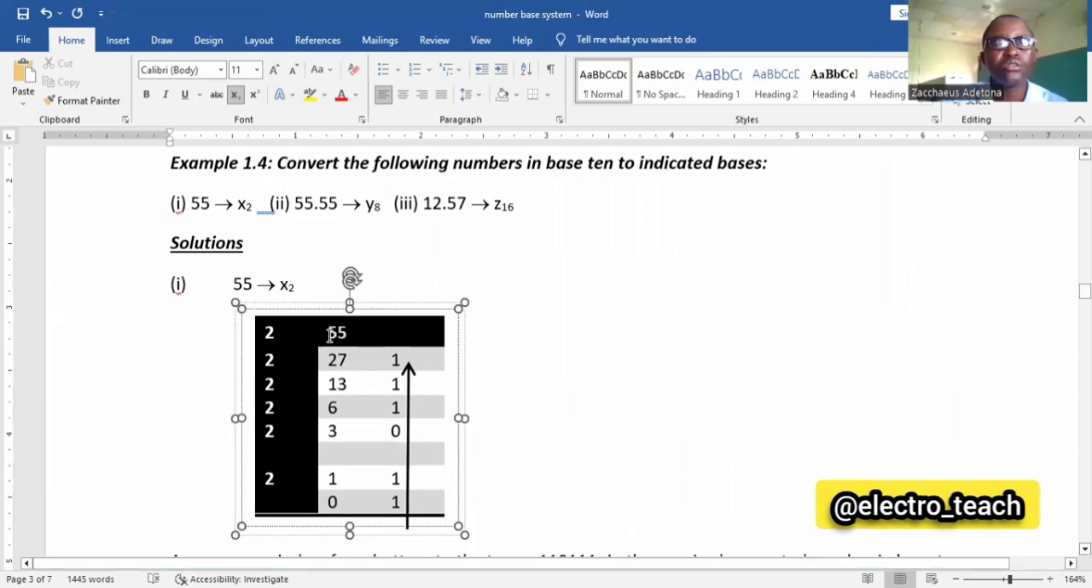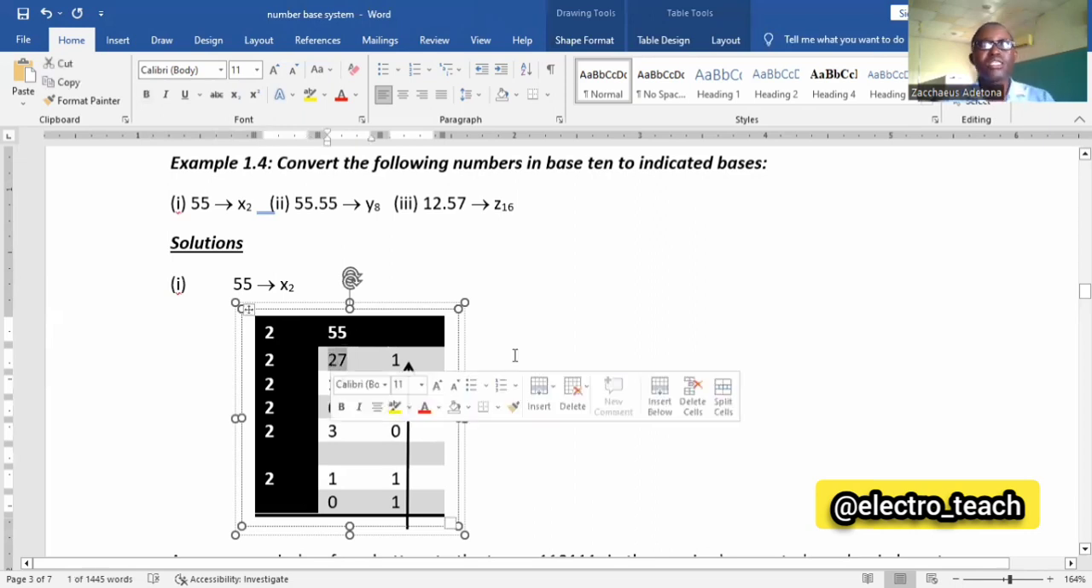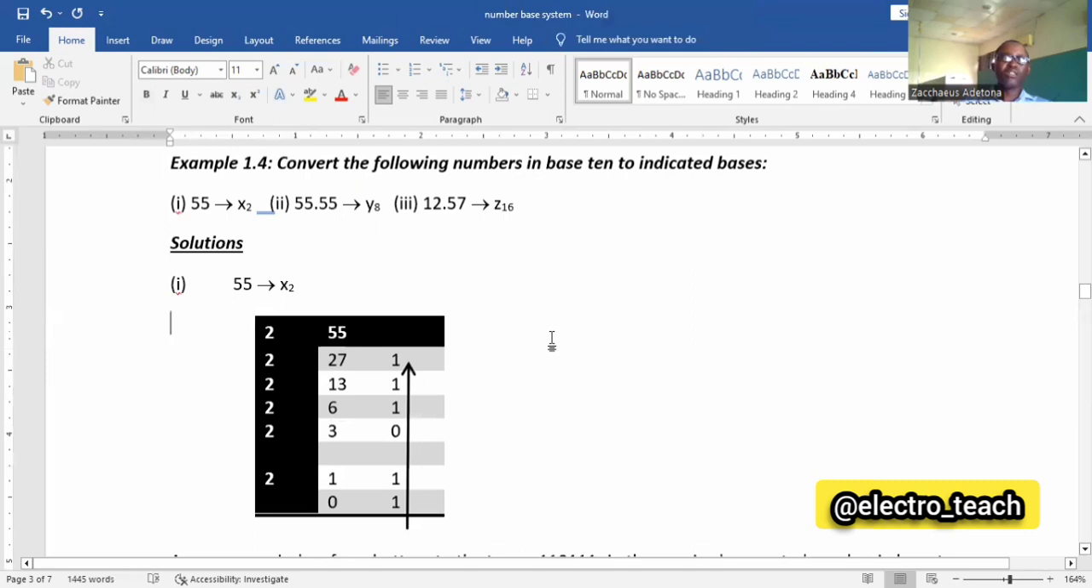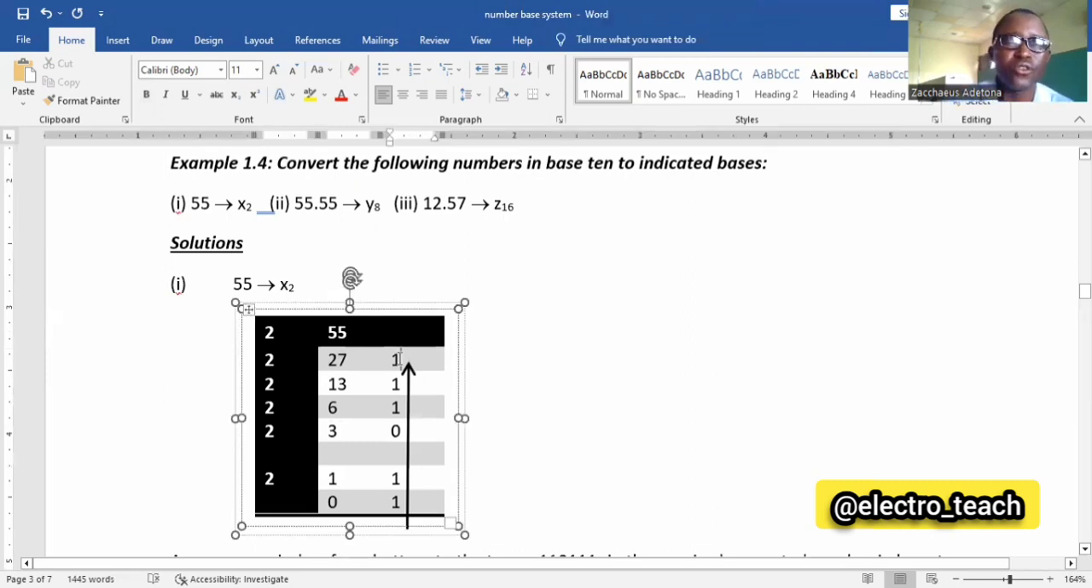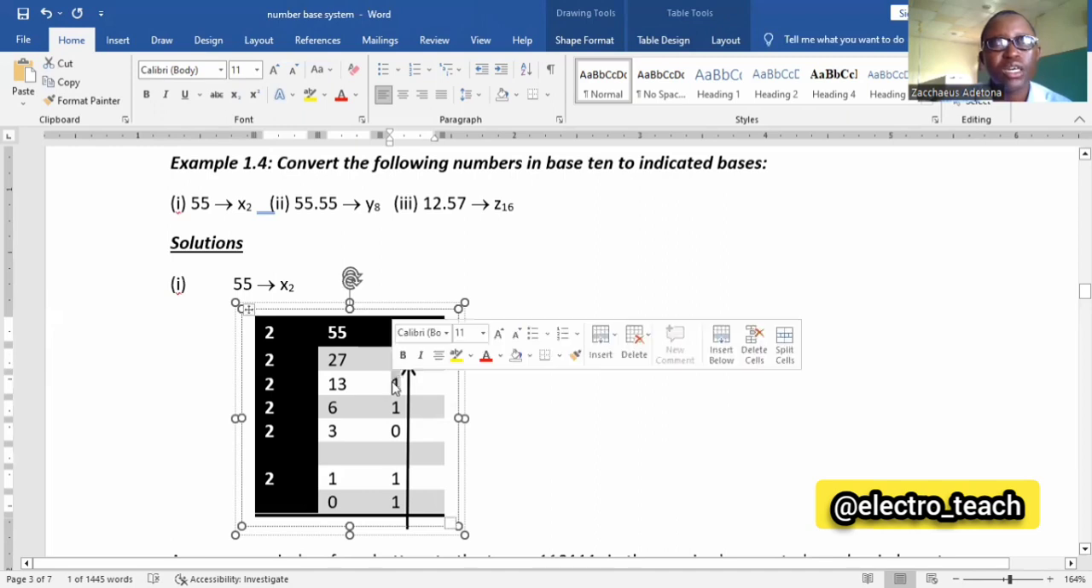We have a long division. 55 here, we are using 2 to divide it. The base is what you use to divide the number. So if you use 2 to divide 55, your answer will be 27. But since 55 is an odd number, you have a remainder after the division, and the remainder is 1. So you write the remainder in front here. This is the remainder. Now, you go ahead again, use 2 to divide 27, you get 13. And the remainder is also 1.